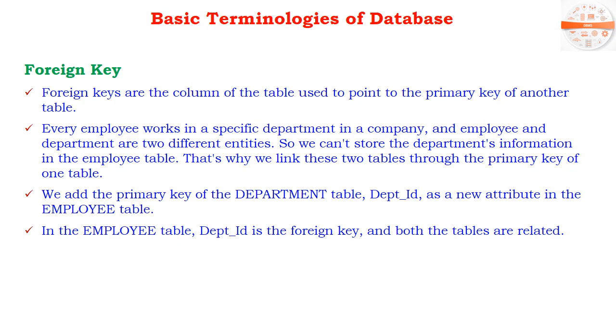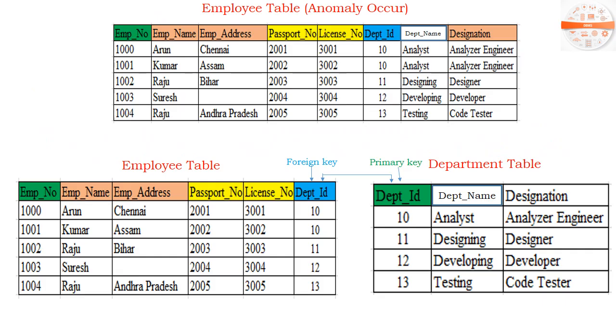Foreign key. Foreign keys are the columns of a table used to point to the primary key of another table. For example, in this table, we are going to decompose it into two tables, employee table and department table. In the employee table, employee number is the primary key in order to identify the records in the employee table. In the department table, the department ID is the primary key in order to identify the department details in the department table.